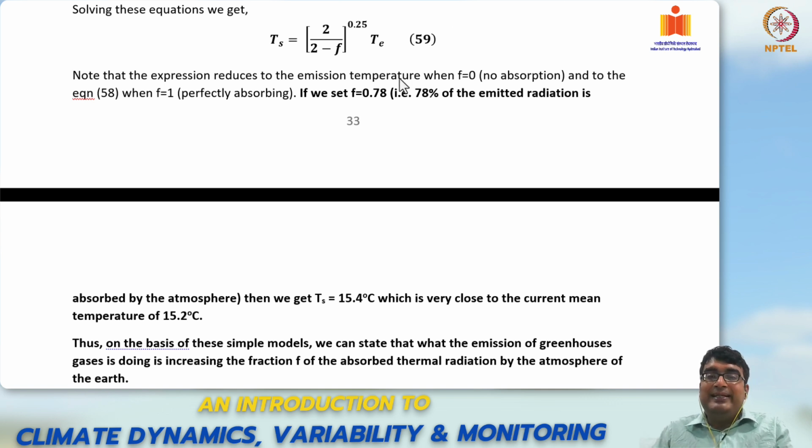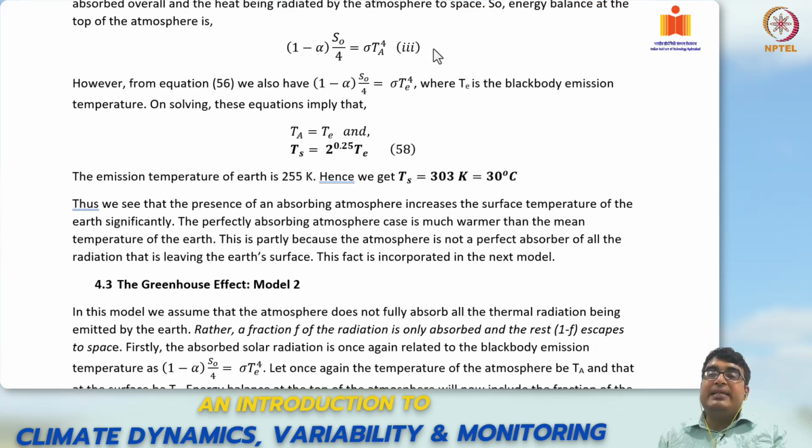Also note that as F increases, that is, as the atmosphere becomes progressively more absorbing of the Earth's thermal radiation, Ts will also increase until we get Ts equals 2 to the power 1/4 Te for a perfectly absorbing single isothermal layer of the atmosphere, and in that case Ts will be around 30 degrees centigrade.